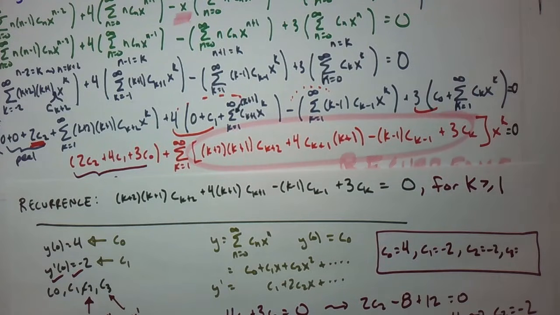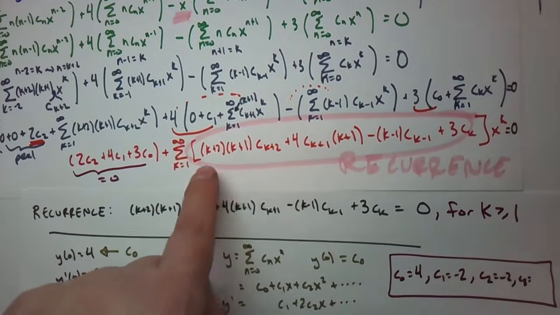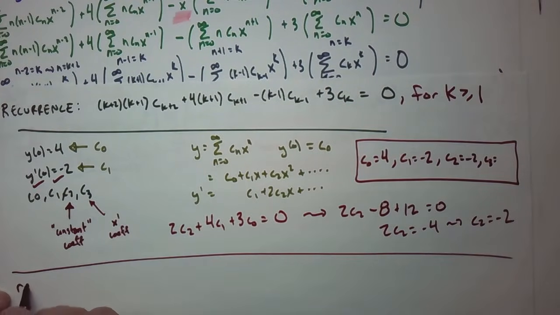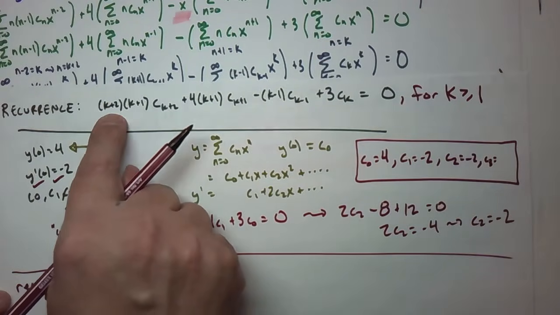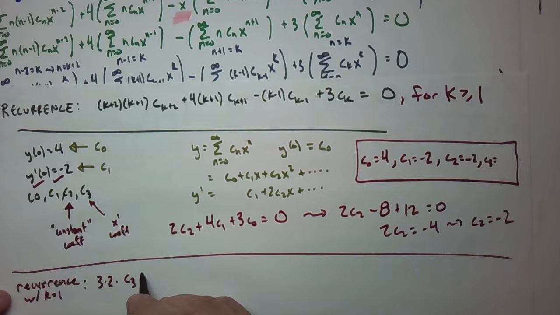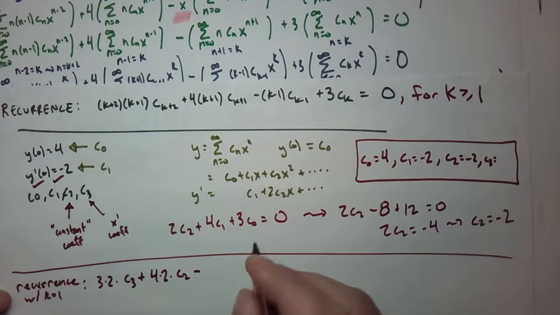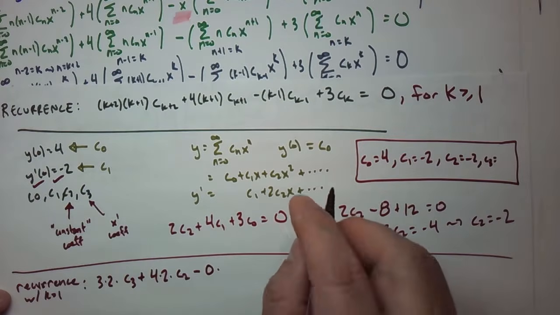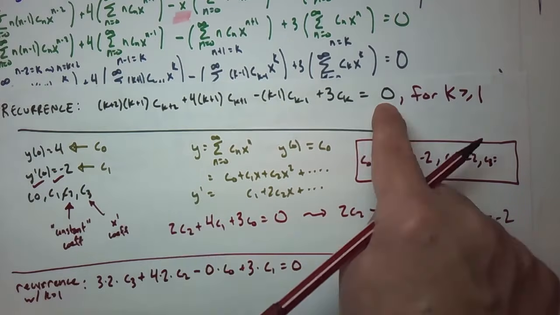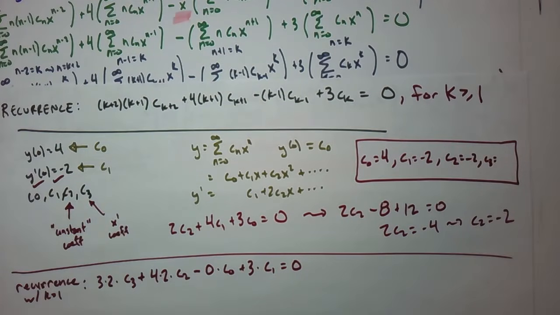All right, now, how do we get our last coefficient? Well, we're just going to go into the recurrence relationship with k equals 1, because that's our next power of x. Okay, so here we go. Recurrence with k equals 1. So 3 times 2 times C3, plus 4 times 2 times C2, minus 1 minus 1, which is 0, times C0, plus 3 times C1 equals 0. So I'm plugging that into the recurrence. My first time the recurrence holds.